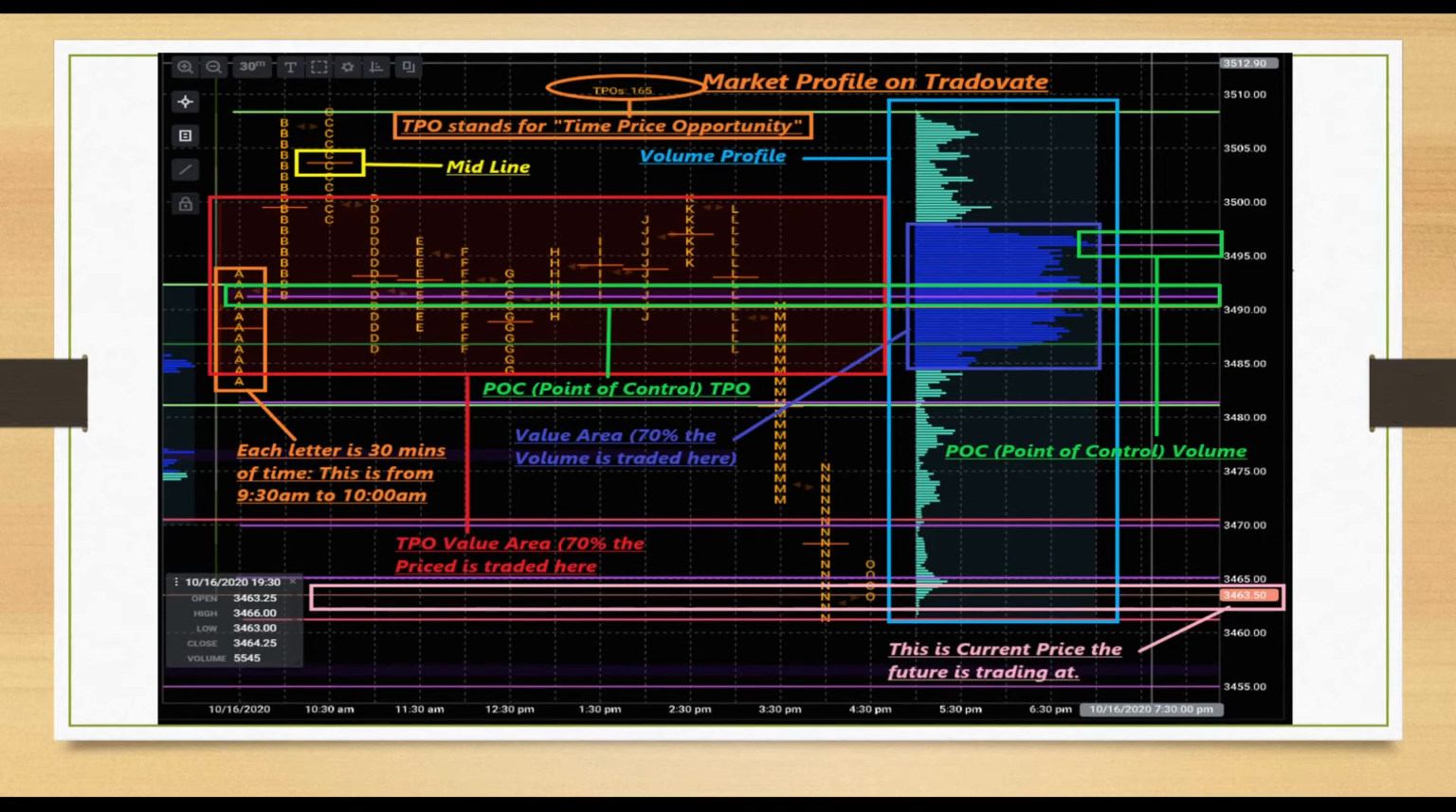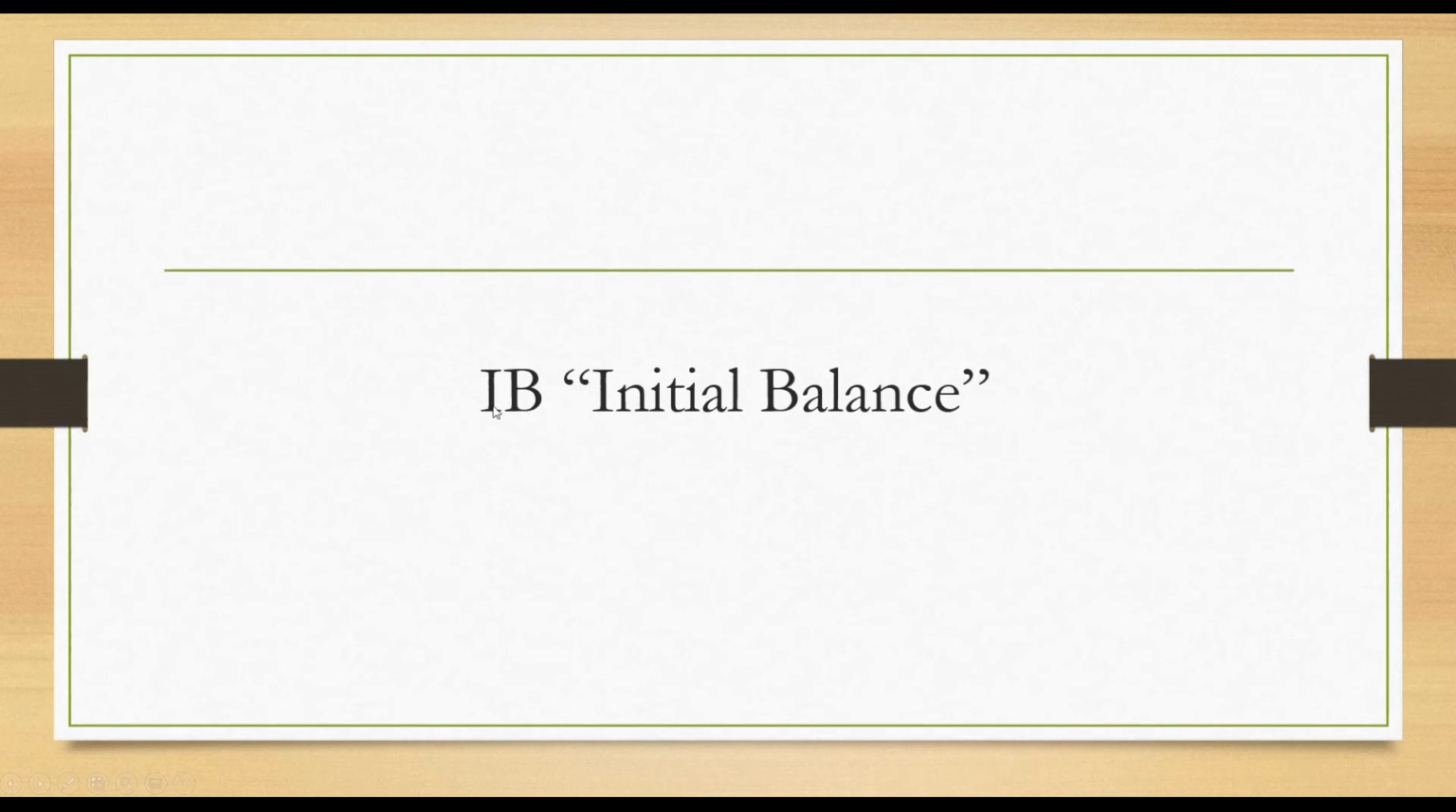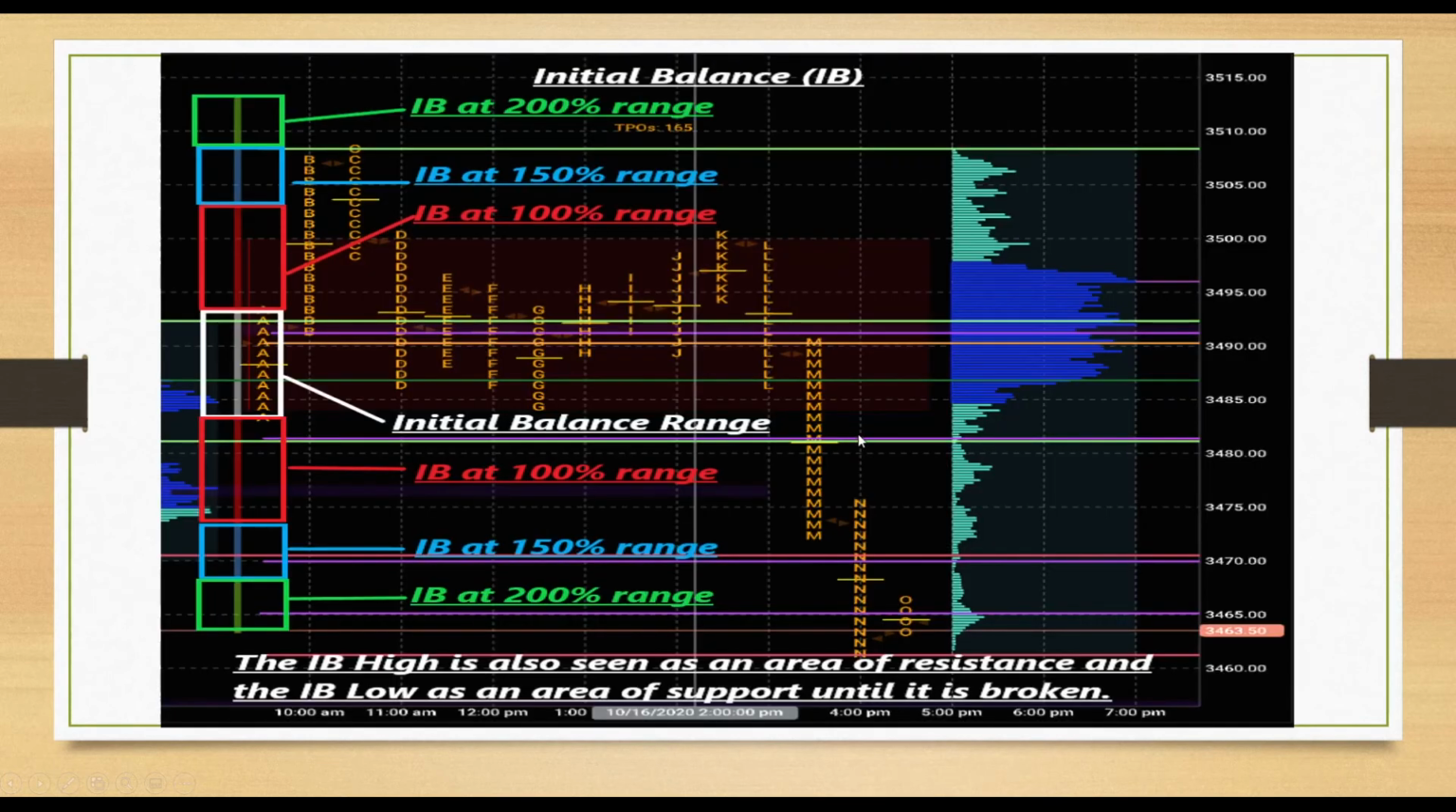And I think we're going to go to the next slide here. I think I covered everything on this slide. Let me look. Yeah, I think we covered everything. Alright, now we're going to go to the IB, initial balance, on the next chart. I like this because IB high is also seen as an area of resistance and the IB low as an area of support until it is broken.